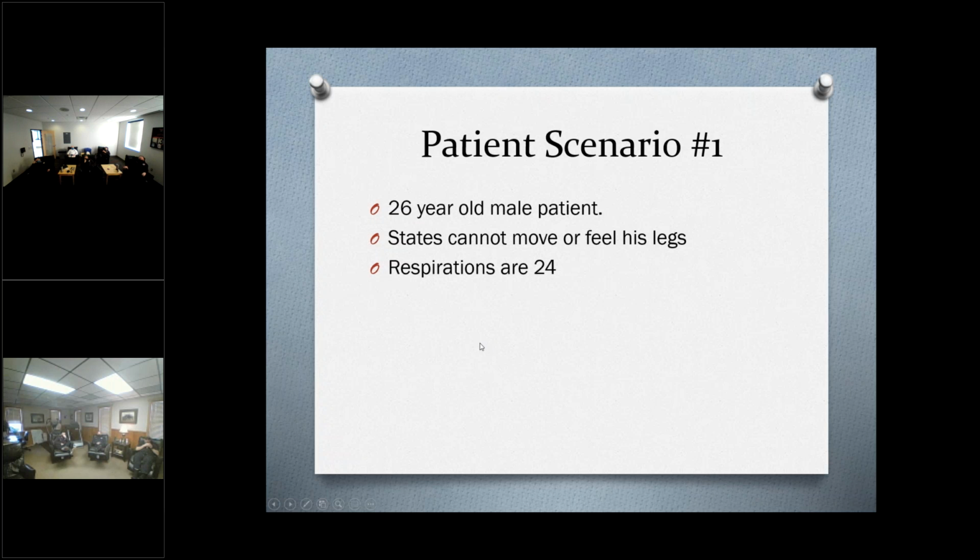Respirations are 24, so they are breathing. I'm going to move on to perfusion. I do have a distal pulse. He is alert and oriented.